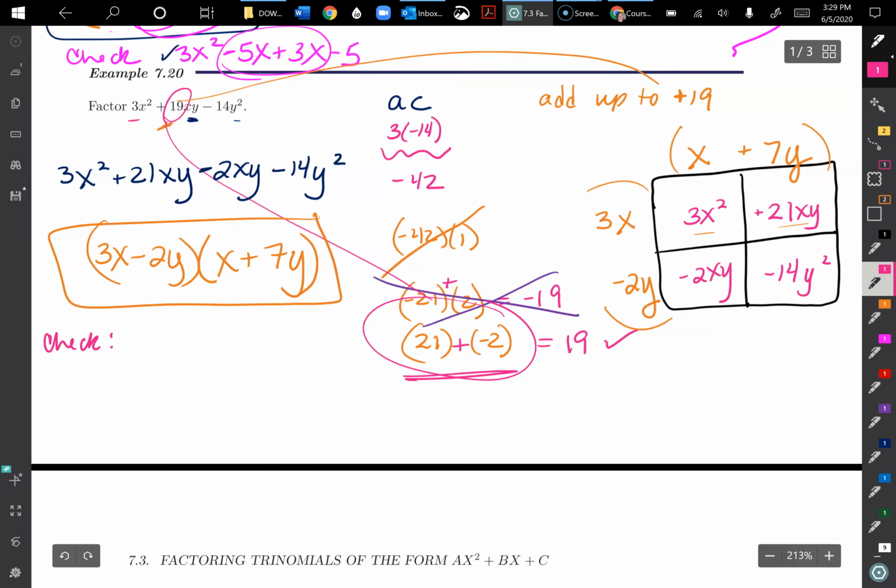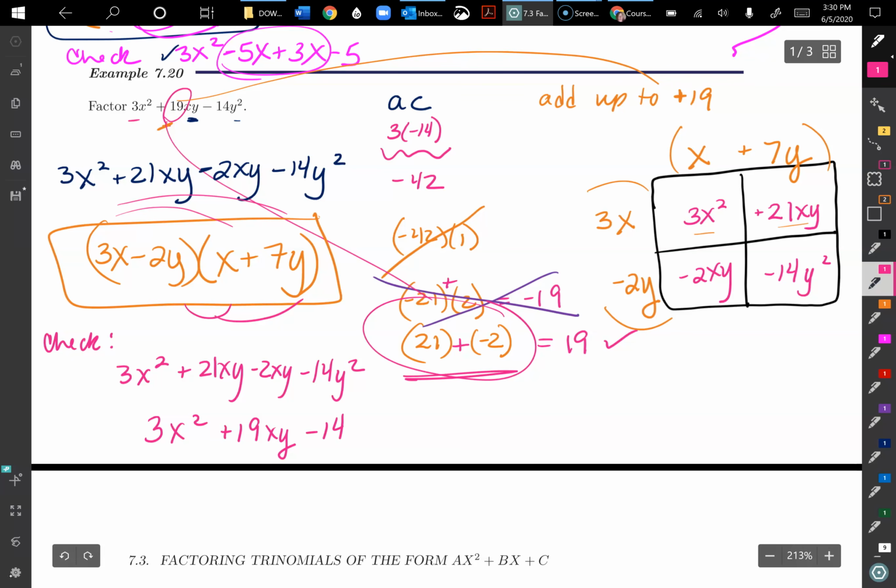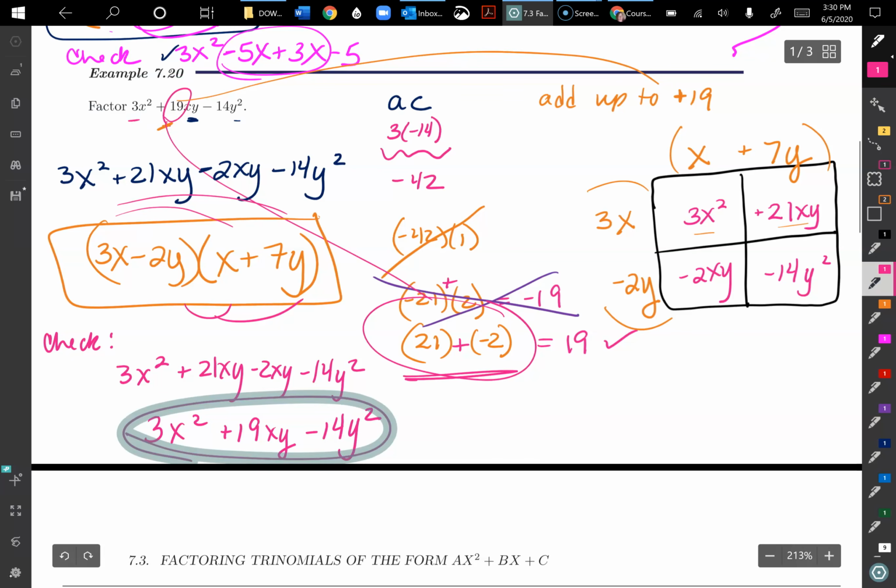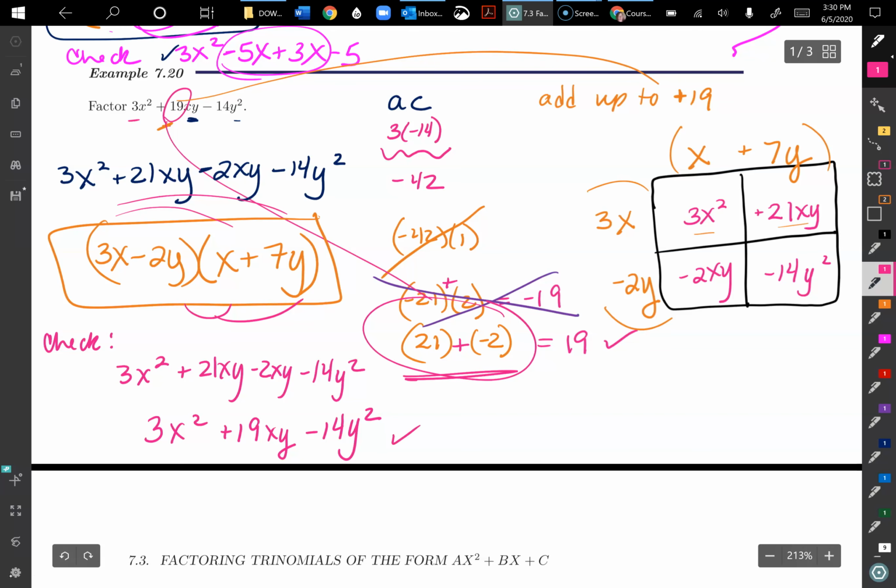Okay, now I want to check it. Always check. So I get my first will be 3x squared. My outside is plus 21xy. My inside is minus 2xy. And my last is minus 14y squared. And then I go ahead and just make sure that all works out to have the right sign and everything. Minus 14y squared. So this is a match where I have this and this is a match. I'm going to erase that there, but that's good. It checks.